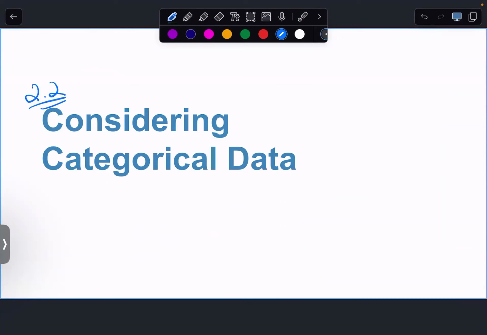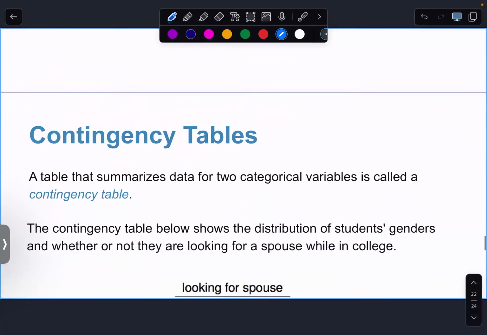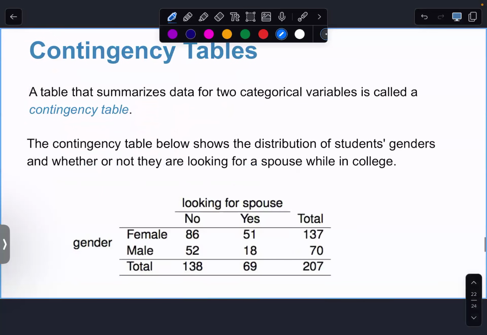Any questions before we do? So categorical data is not that exciting. There's not a lot that we can do with categorical data, not nearly as much as we can do with numerical data, right? And so categorical data usually is summarized in some sort of contingency table or a table, right?